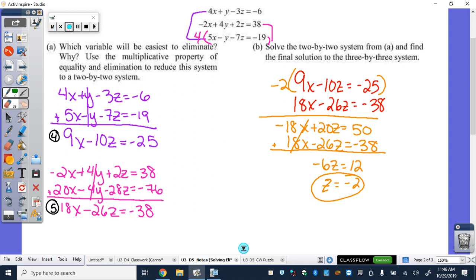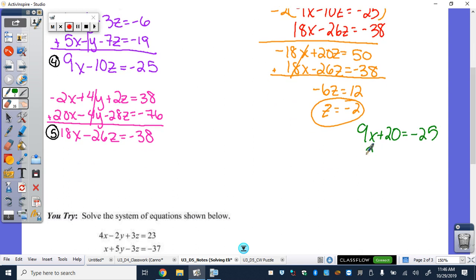I'll probably use equation 4 just because those coefficients are a little bit smaller to figure out what my value of x is going to be. That would give me 9x plus 20 equals a -25 when I plug in my -2 there. Subtract my 20, divide by 9, and we get that x is a -5.